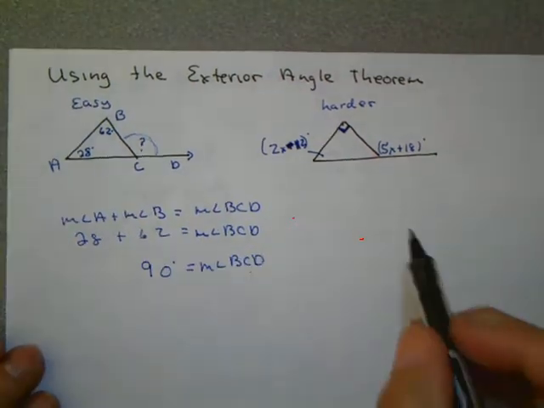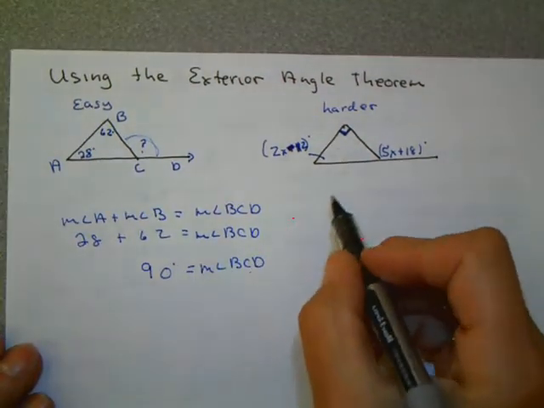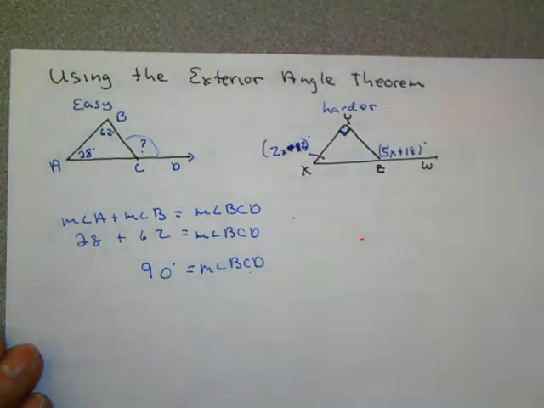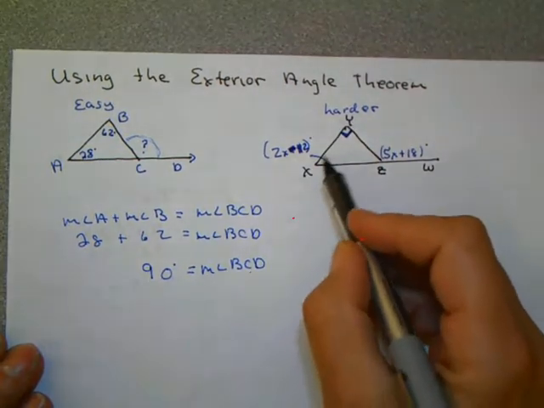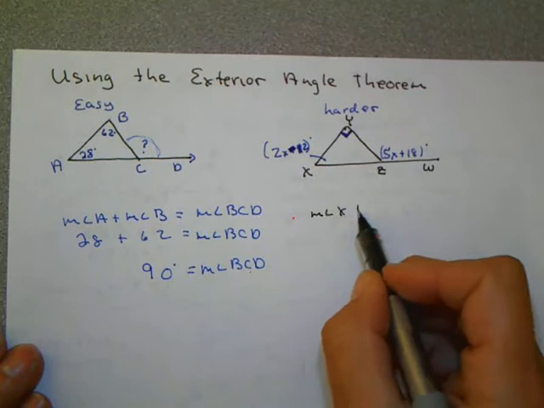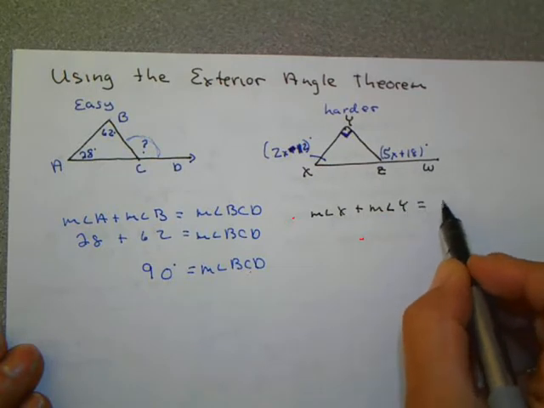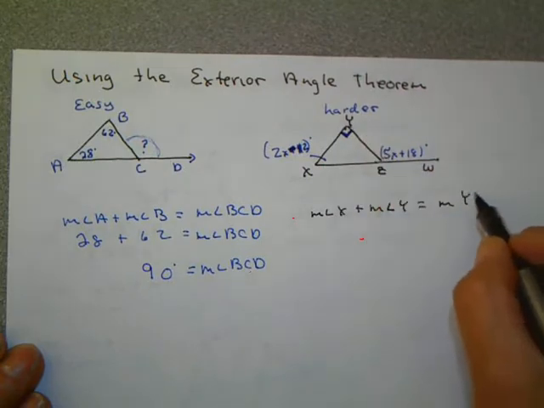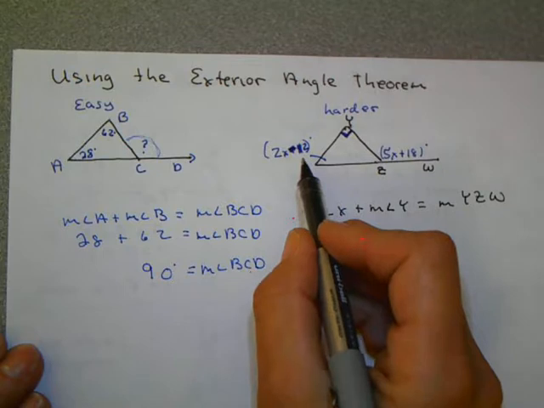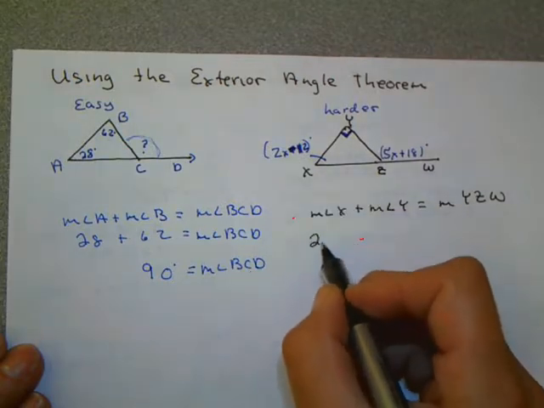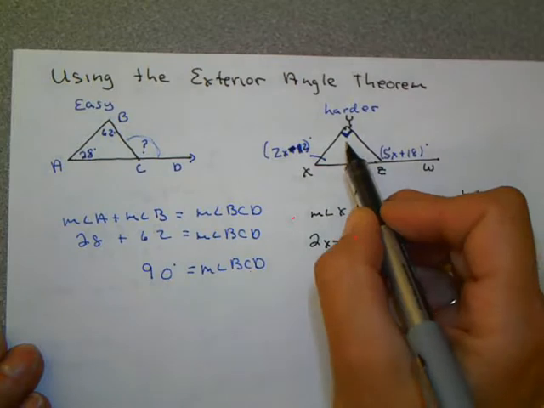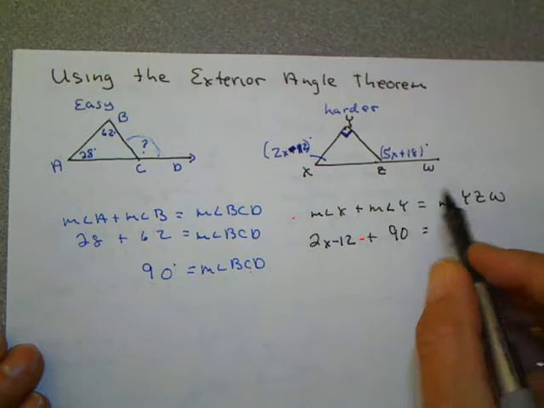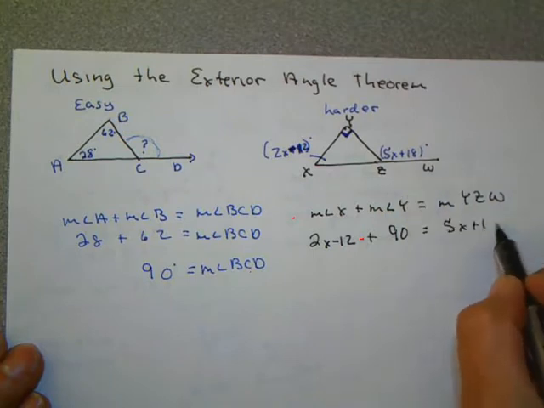Now, this gets a little bit harder. Let's call this X, Y, Z, and we'll give it a value at W. And here's what we know. These are my interior angles. So the measure of angle X plus the measure of angle Y has to equal the exterior angle, the measure of angle YZW. And I can plug in expressions for these angles. For X I have 2X minus 12. For Y, they didn't give me any numbers, but we all know what that little box means, 90 degrees. And that's going to equal 5X plus 18.